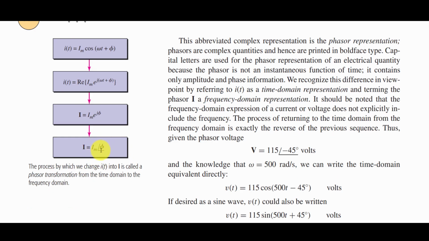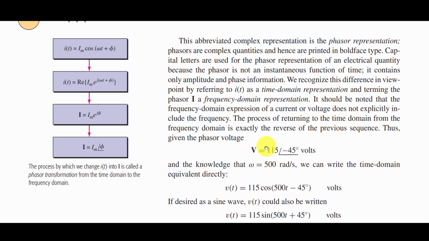If you want the rectangular representation, you can write Im e to the power j phi as Im cos phi plus j Im sin phi. That is the rectangular form. If you are given the rectangular form of a phasor and you want to convert it back into polar form, you square the real and imaginary parts, which is the square root of x squared plus y squared, and then we take the tan inverse of y over x.